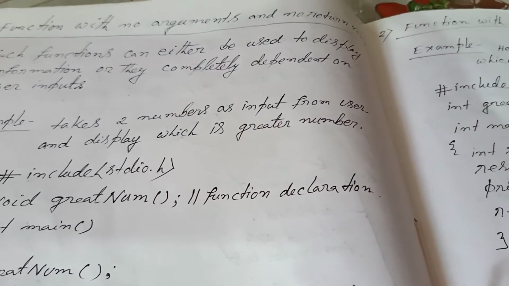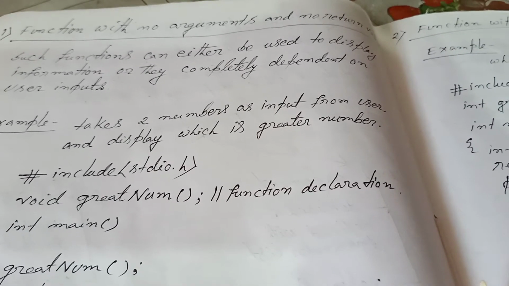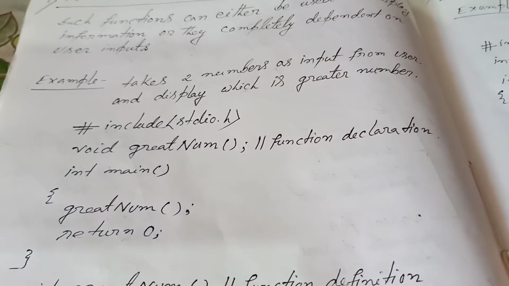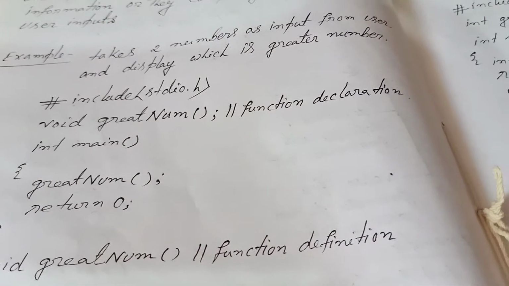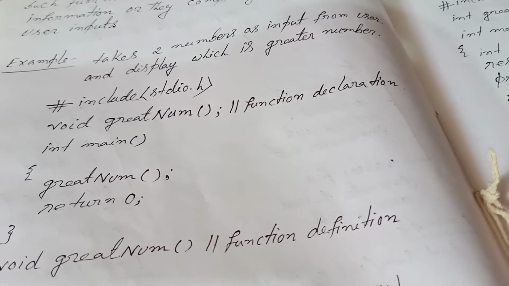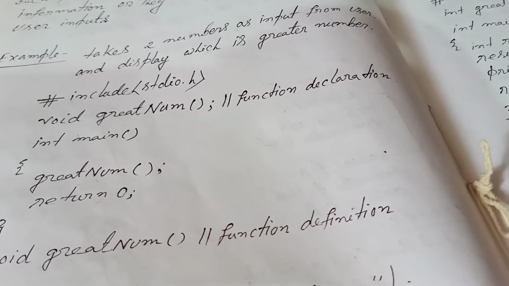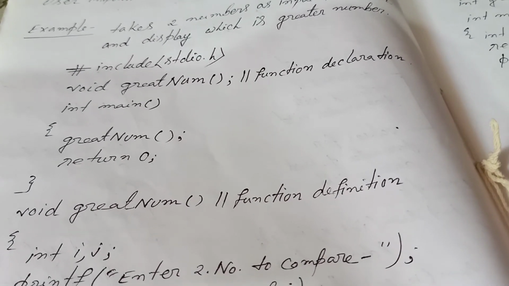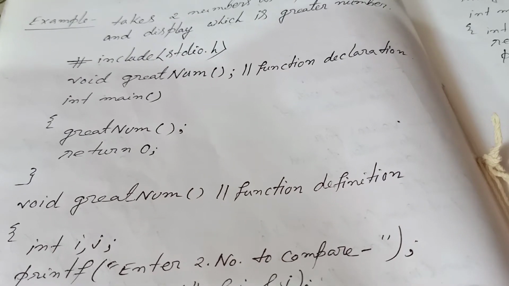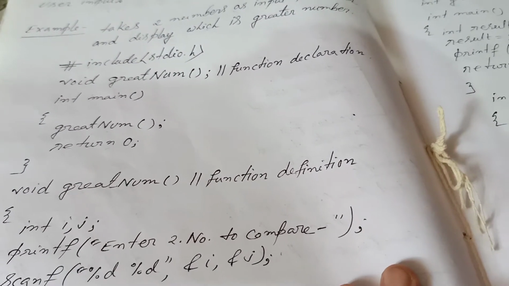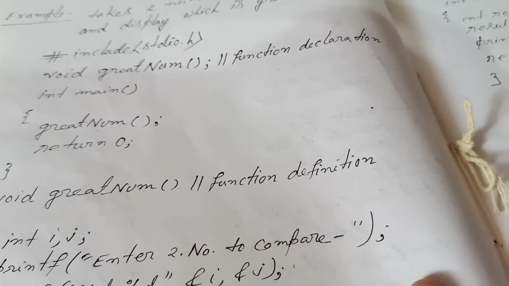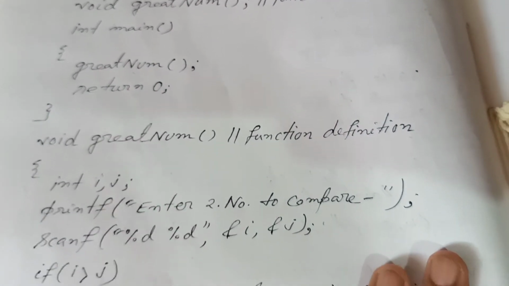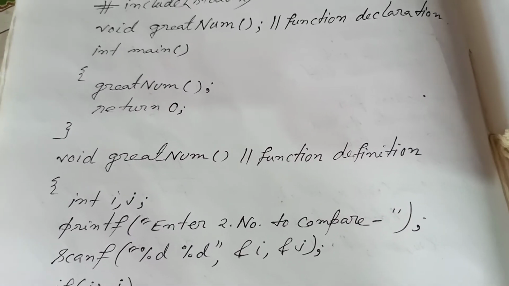Let's take a look at an example with no arguments and no return value. In this example, we take two numbers as input from the user and display which is the greater number. It starts with include stdio.h. Next is the declaration of the function, void greatNum. Now define the main function, int main. Within the main function, greatNum, the user-defined function, is called, and return 0. The main function is closed.